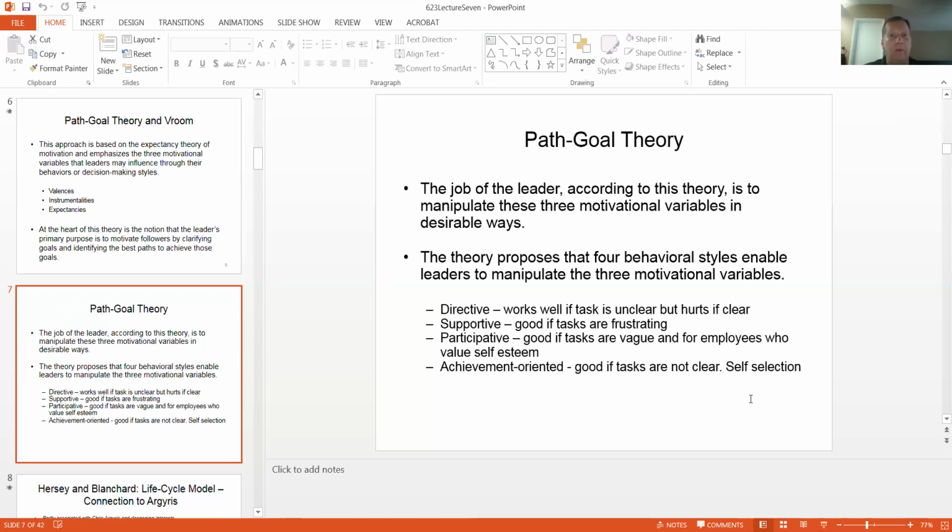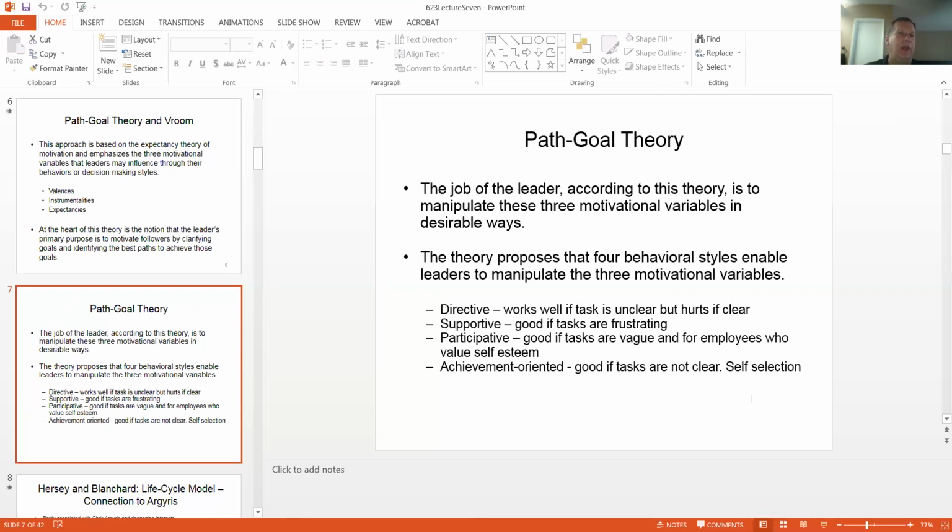The participative approach, where you go beyond just the supportive approach and you actually allow your employees to participate in the process of how you achieve those goals and in coming up with their strategies for achieving the goals. Basically, allow them to participate in finding the path toward the goal. And then achievement-oriented.